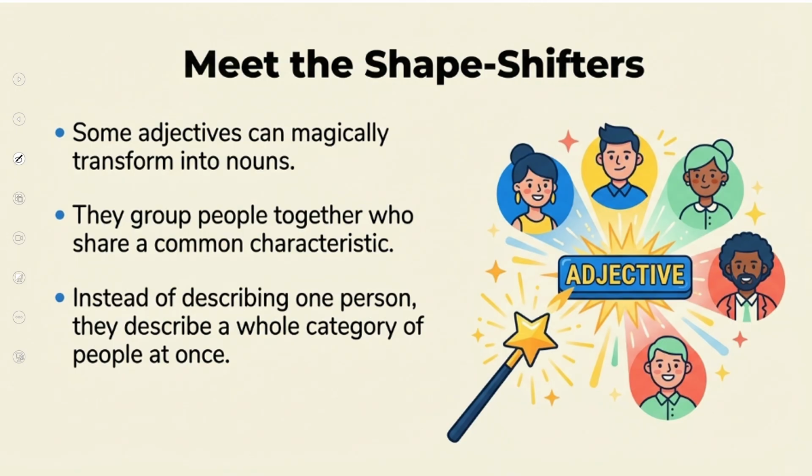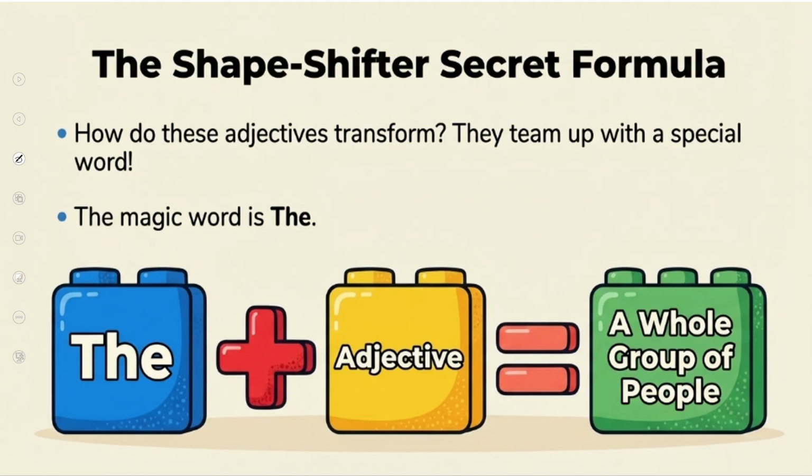So we call them shape shifters. They change the shape of the noun. Some adjectives can magically transform into nouns. They group people together who share common characteristics. And instead of describing one person, they describe a whole category. Now, what do I mean by that? I mean this. When we add the with the adjectives, it becomes a whole group of people.